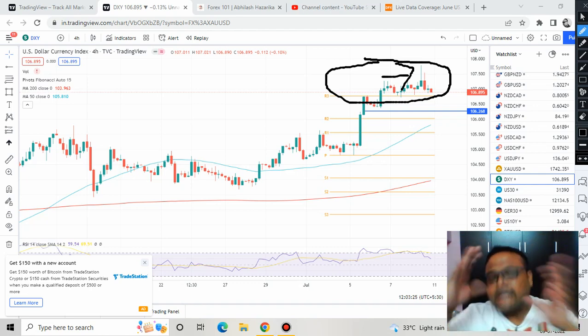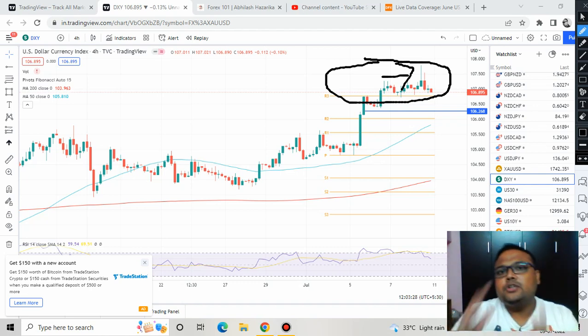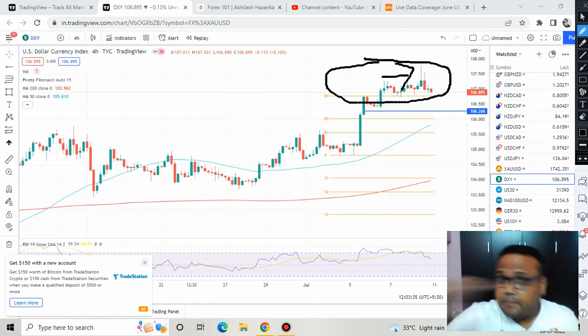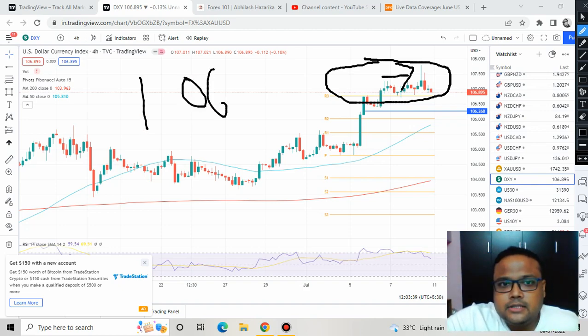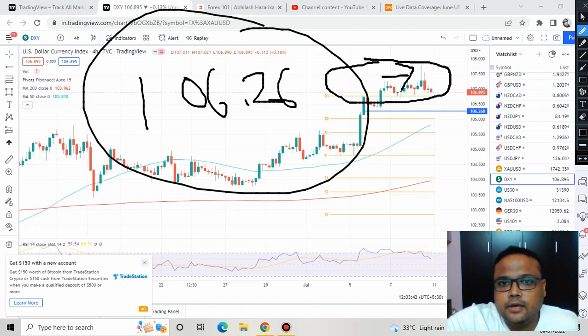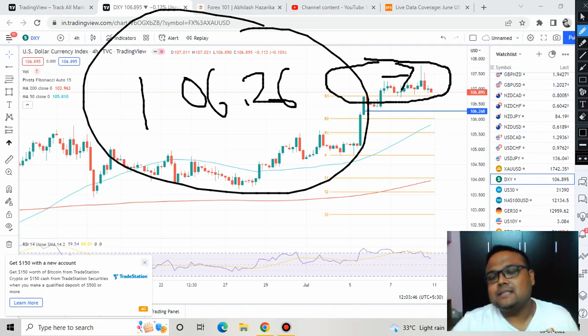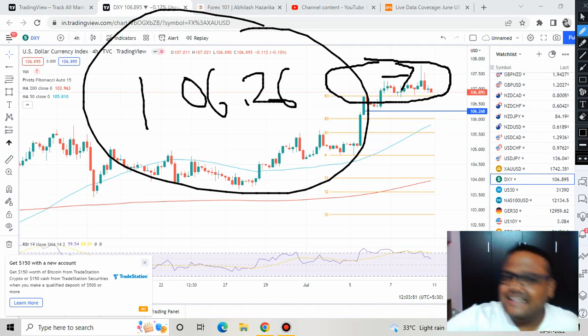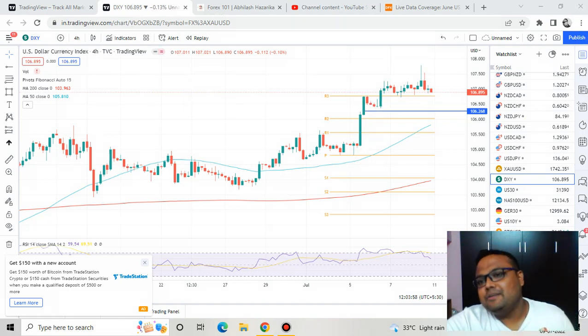If the tiredness continues and DXY shows signs of correction on Monday, then obviously GBP/USD will break the blue line and go up. The next support for DXY will be 106.26. So if DXY maintains the tiredness, DXY may test 106.26. Until then, we may see some recovery on GBP/USD.